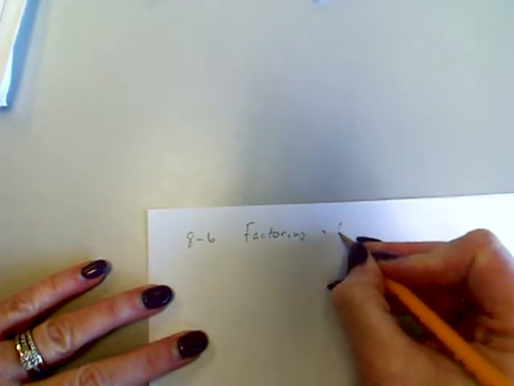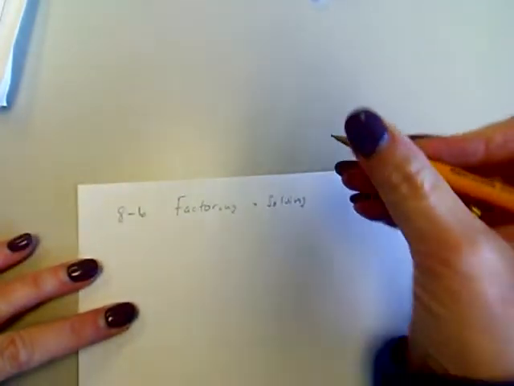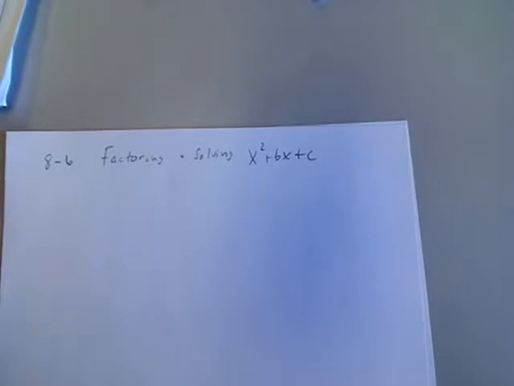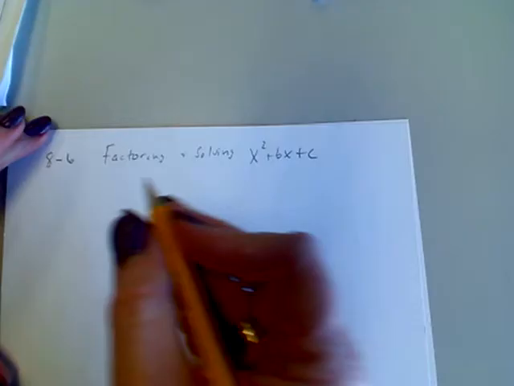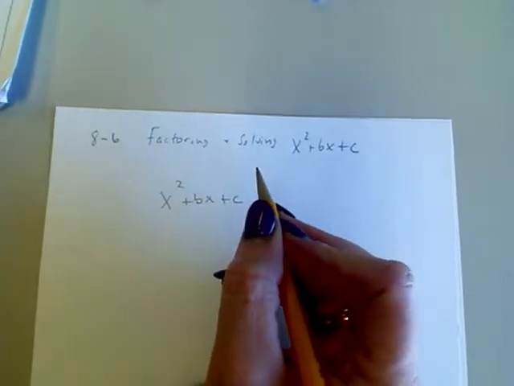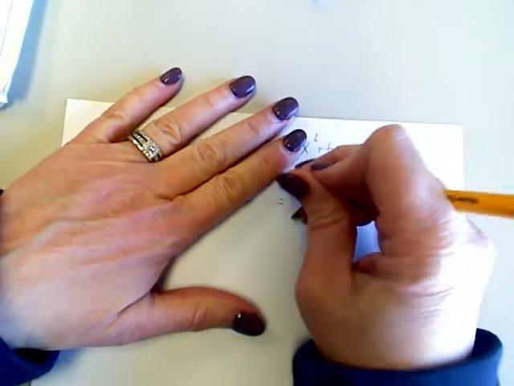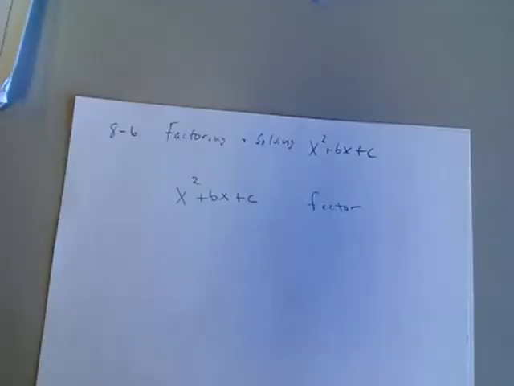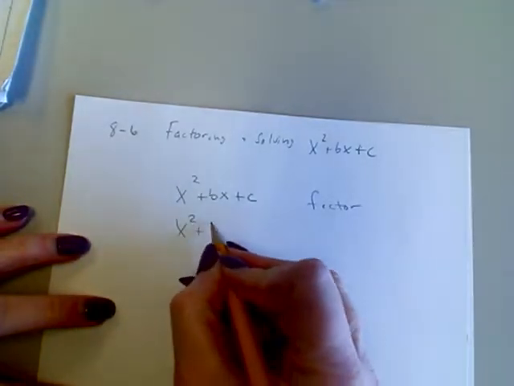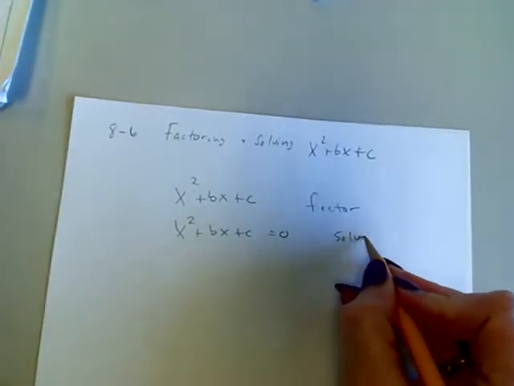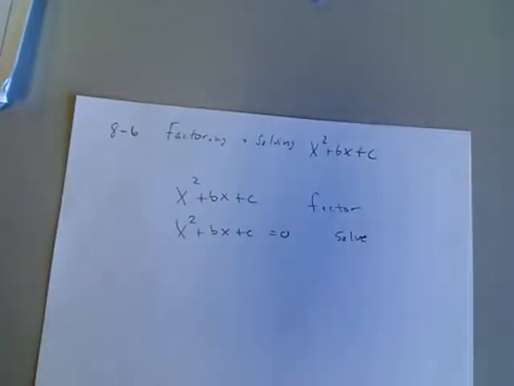Factoring and solving, because I'm going to do both. Equations written in this form, x squared plus bx plus c. When they are written in this form, and I'm going to plug numbers in, these you will factor. Okay, we're just going to factor. If I have x squared plus bx plus c equals 0, then those are the ones that we're going to be solving. Okay, you can't solve if there's not an equal sign.